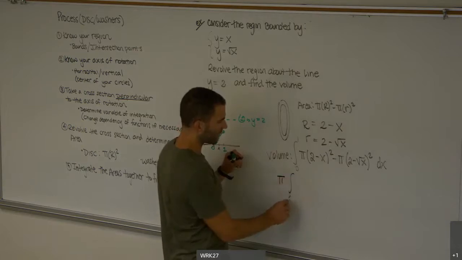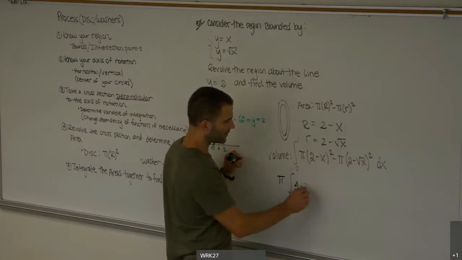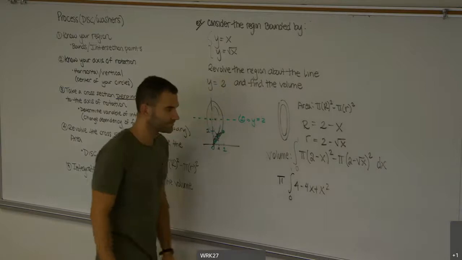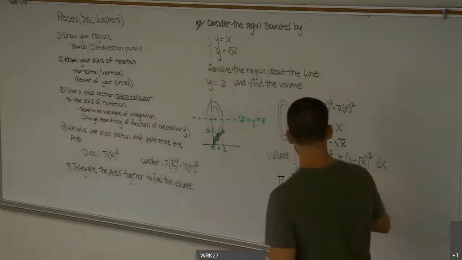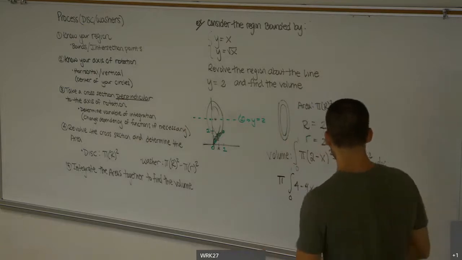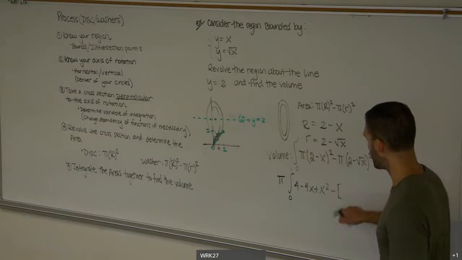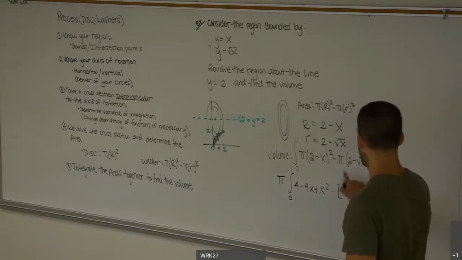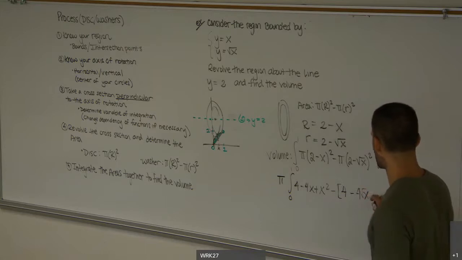I'll pull out pi. Remember, pi is just a constant. I will FOIL this out very carefully. Don't forget to FOIL correctly. 4 minus 4x plus x squared minus. Okay, now I need to FOIL this out. Now, again, be careful, it's minus all of this foiling, so I'll put everything after this minus sign in parentheses. So we get 4 again, minus 4 square roots of x plus x.